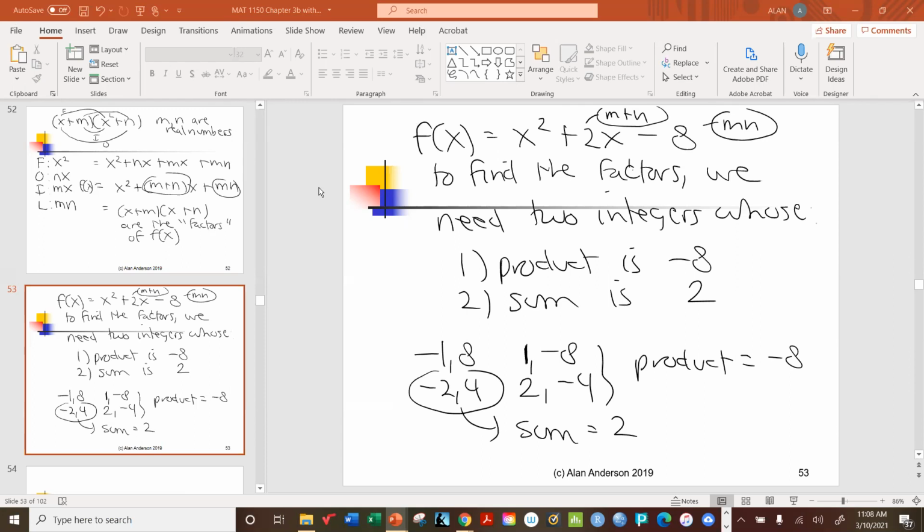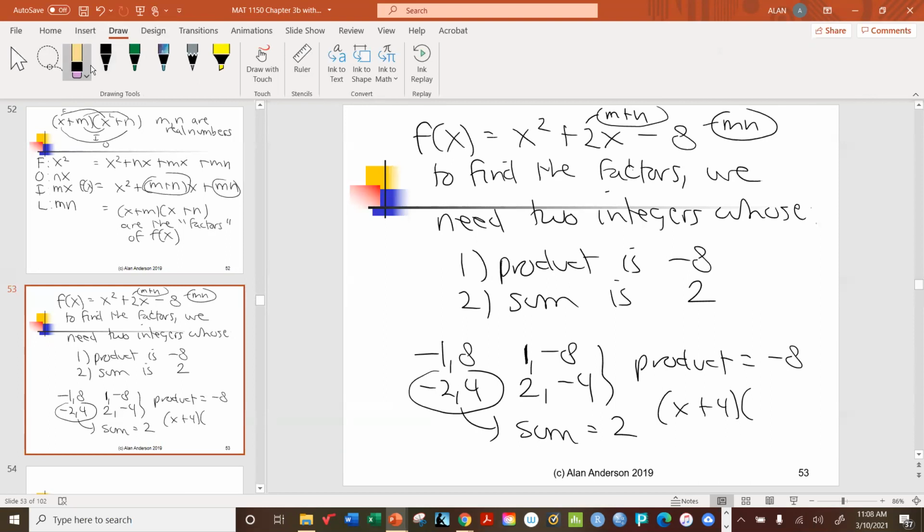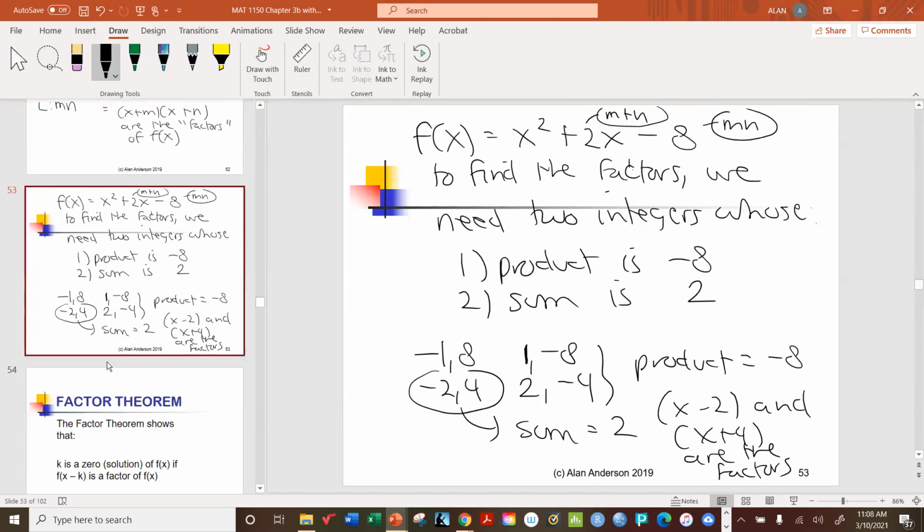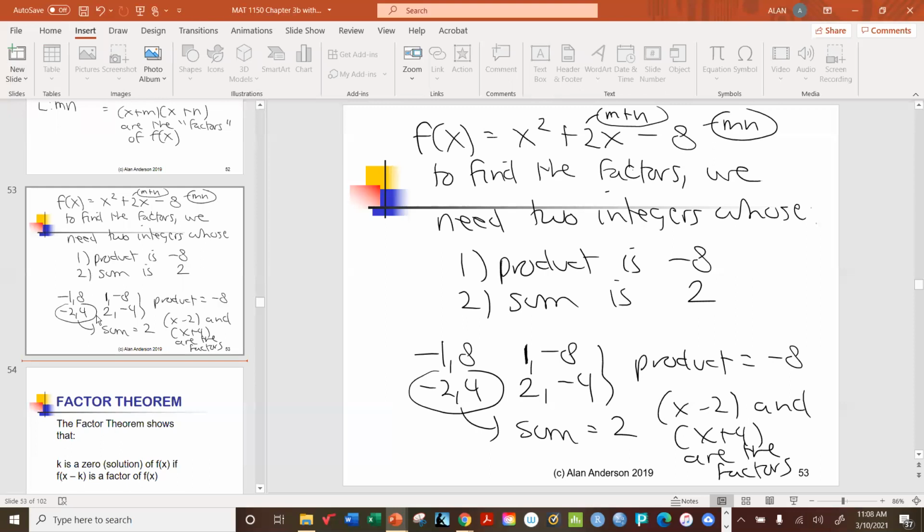Anyway, so what this is telling me is that the factors of this polynomial, or actually in this case quadratic equation, are x minus 2 and x plus 4. Okay, so let's move this on to a new slide because we're running desperately short on space here.